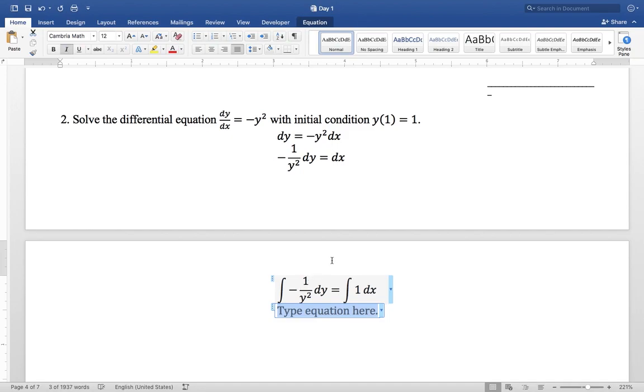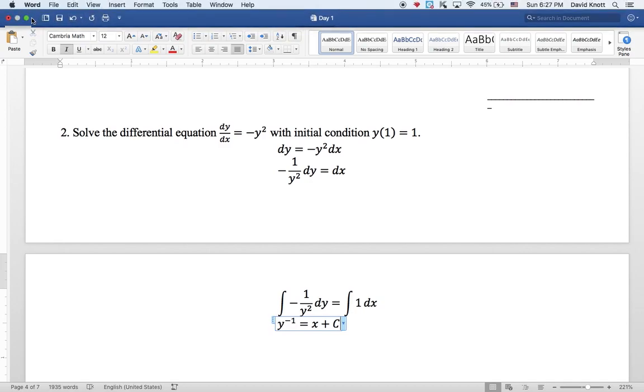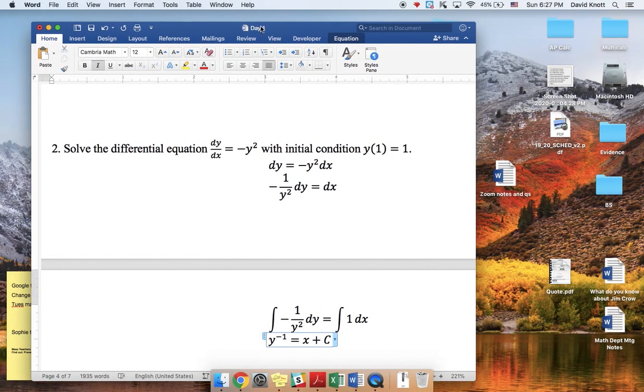The left-hand side, I think the antiderivative would be, let's see, y to the negative 1, wouldn't it? Yeah, that's right. Equals x plus c, okay? Because the antiderivative of 1 is x. So, okay, that would be the first moves for number 2. Okay, good luck and have fun.